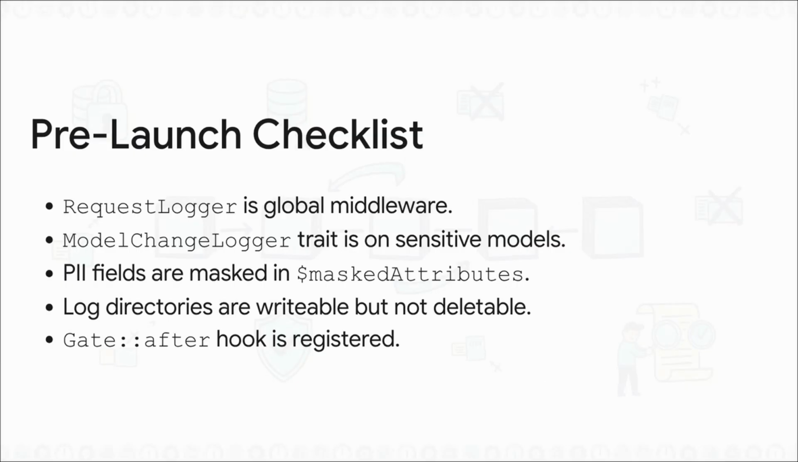So as you get ready to put this into practice, just run through this final pre-flight checklist. Make sure your request logger is global. Make sure you've put the model change logger trait on your key models. Check that your PII is masked. Lock down those log directory permissions. And finally, register that gate.after hook. If you've got these 5 things covered, you are ready for takeoff.